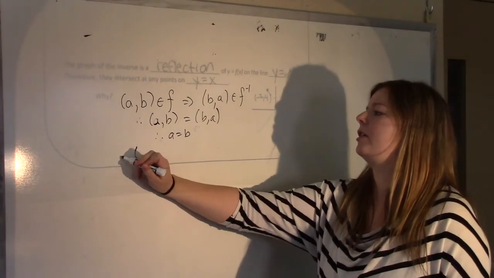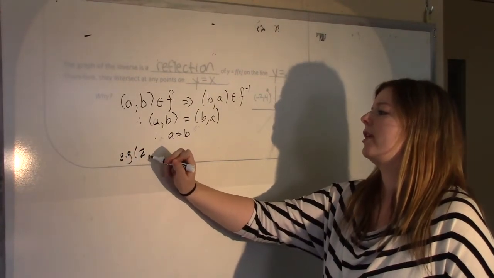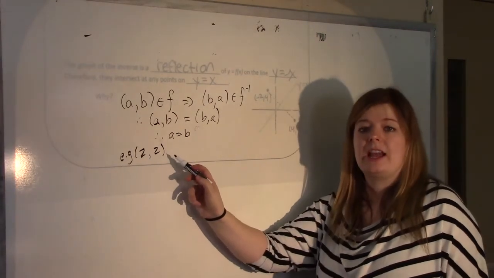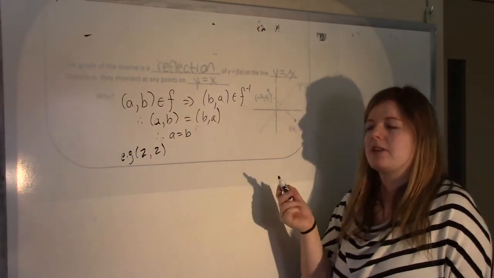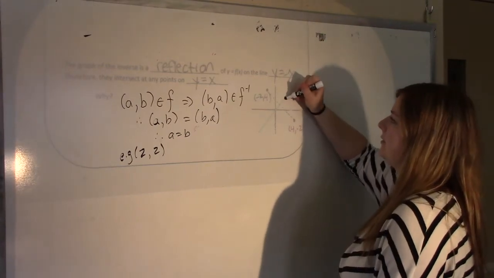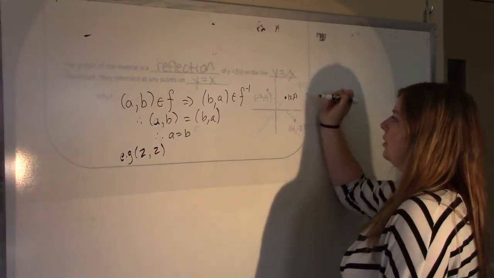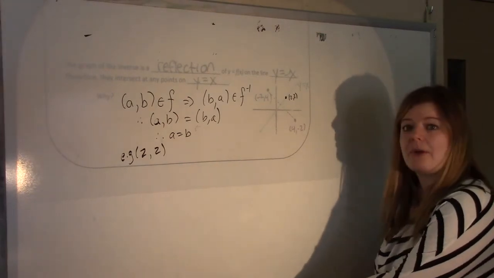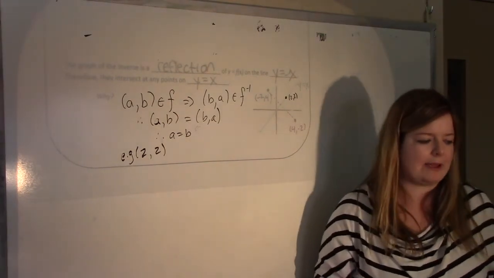So for example, the point (2, 2), if that's on the original function, then that's also an element of the inverse function, and that would be on this line. Okay, so there's some facts for you. Now we're going to actually put them into action and do some examples.